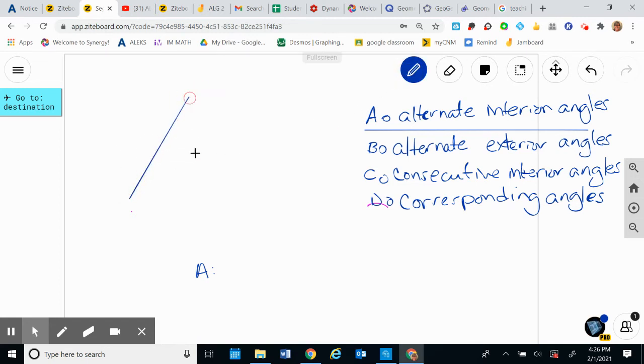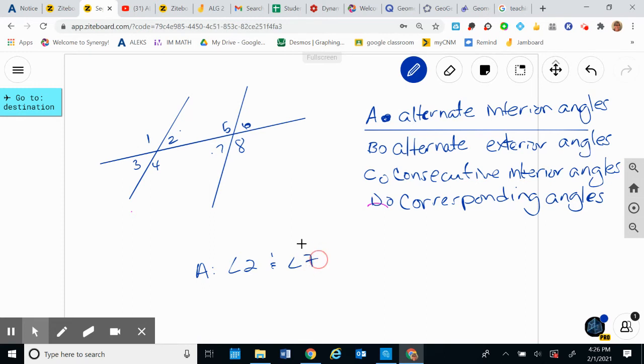Here we go. I got 2 lines. They're not parallel, cut by a transversal. I'm going to name this 1, 2, 3, 4, 5, 6, 7, 8. Okay, alternate interior angles. That is 2 and 7. Because look, alternate means like alternating, like every other one, kind of like opposite sides. So look, see how they're not on the same side of the transversal? Angle 4 and angle 5 are also alternate interior.